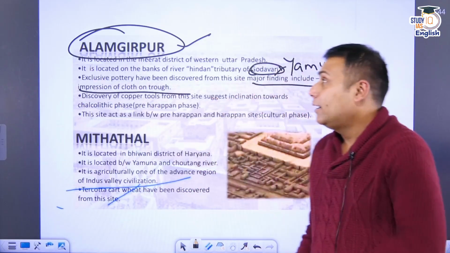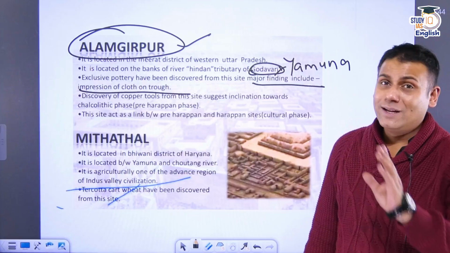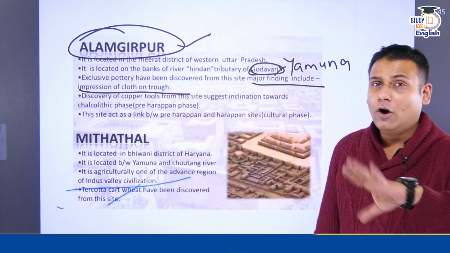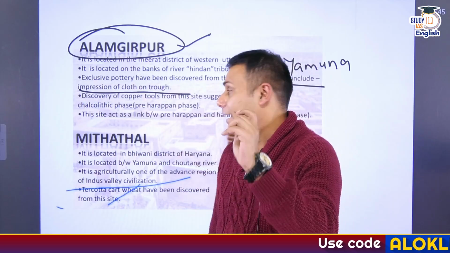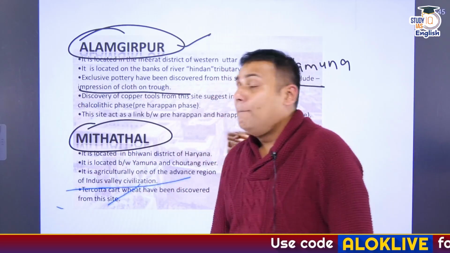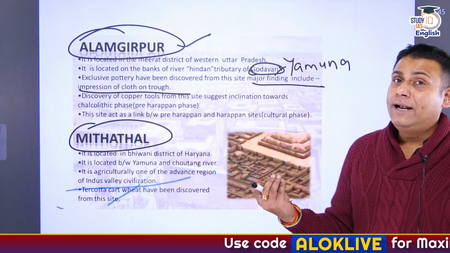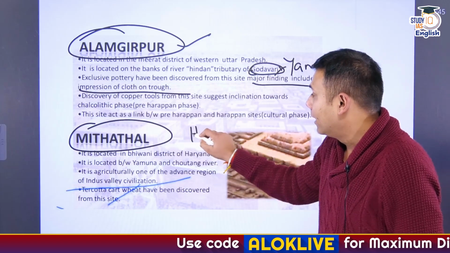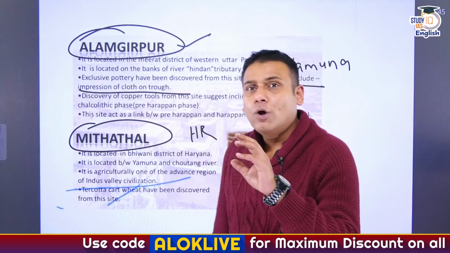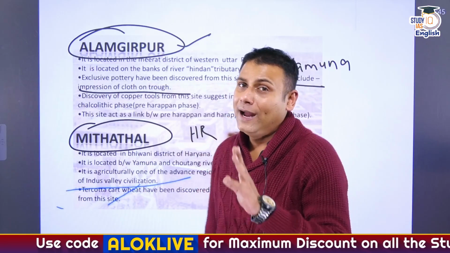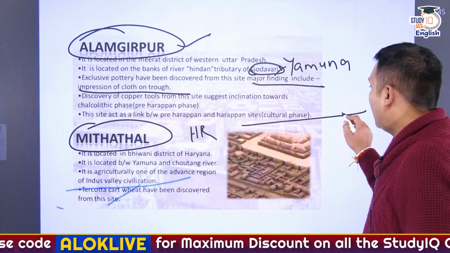Okay? So I'll repeat. Alamgirpur, it is located in western UP. It is the easternmost site of Indus Valley civilization. Cloth impression on a trowel is a key finding. Mitathal, it's another important site, Indus Valley civilization site located in Haryana. Now, Mitathal, it's a quite fertile region. Why? Because it is located along the Doab.